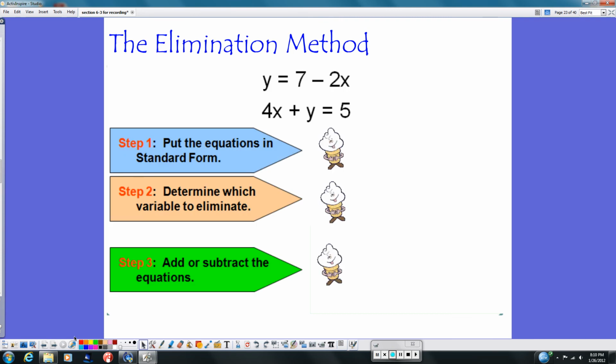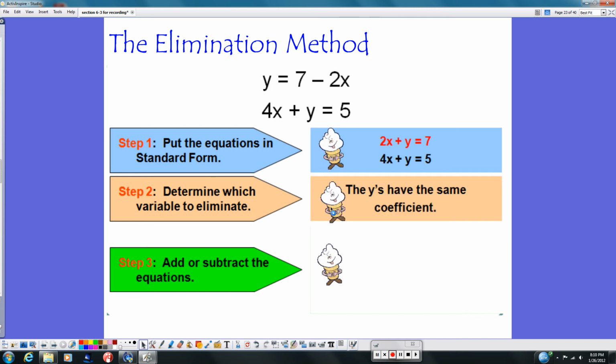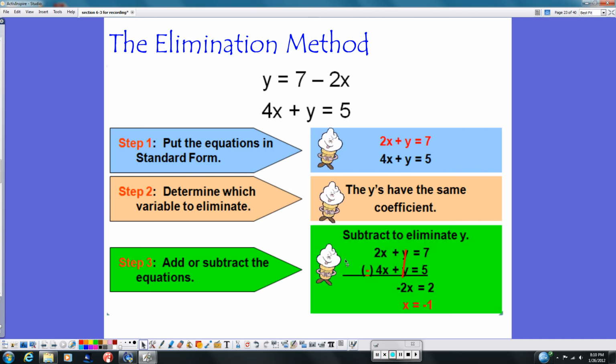So, in this case, we have y equals 7 minus 2x and 4x plus y equals 5. Looking at step 1, we don't have the first equation in standard form. I need to add 2x to both sides to get 2x plus y equals 7. Now my equations are in standard form. When I look at my equations, I have y's that have the same coefficient. They're both positive, so we're going to subtract to eliminate y.